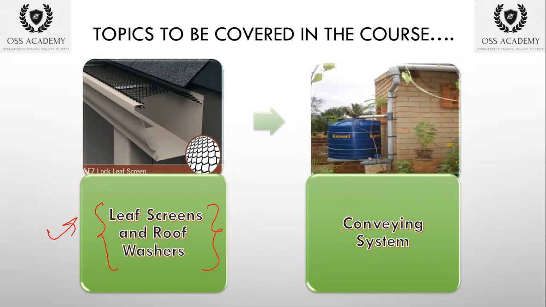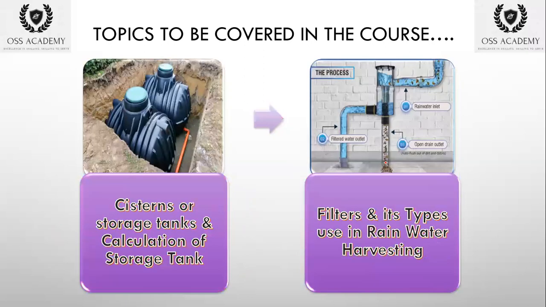We'll also focus on the leaf screen and the roof washers, where they are required and what is necessary for their utilization. Similarly, what kinds of conveying systems there are, where we have to use a pump, and where we have to design the piping system. We're going to talk about all those parameters here. Similarly, we'll focus on the storage tank and its calculation.